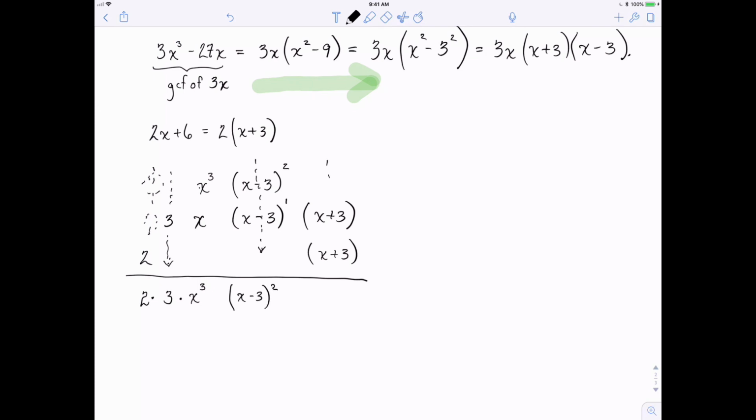And our last column now, let's see. Notice that we don't have any x plus 3's from the first polynomial. We have 1 from the second and 1 from the third, so our greatest count for x plus 3's is just 1. So multiply all that back together, and that is your lowest common multiple.